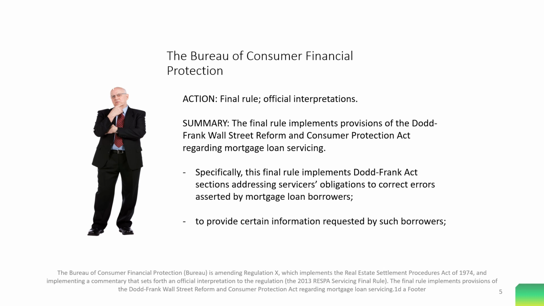And of course, I'll give you my email so you can email me your statement if you'd like us to review it, at no cost. But let's move on to the Bureau of Consumer Financial Protection, BCFP. We're looking at the final rule, the official interpretations. These are the rules passed under Dodd-Frank. In summary, the final rule implements provisions of the Dodd-Frank Wall Street Reform and Consumer Protection Act regarding mortgage loan servicing. Specifically, it implements sections addressing servicers' obligations to correct errors asserted by mortgage loan borrowers.